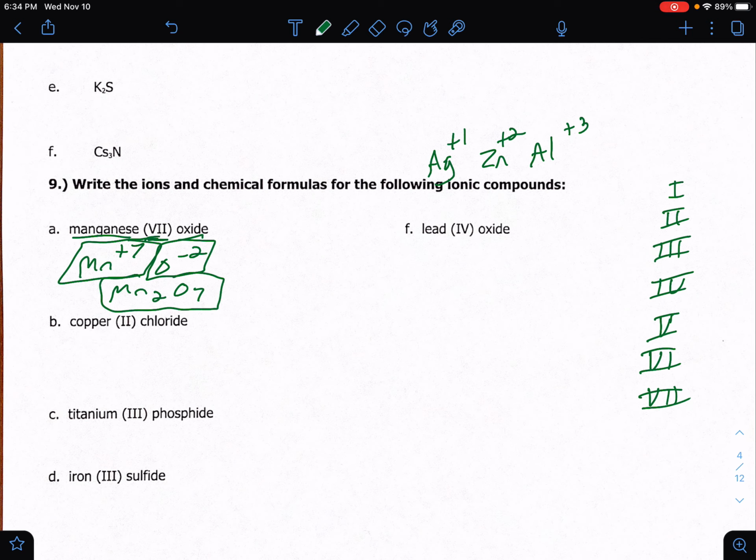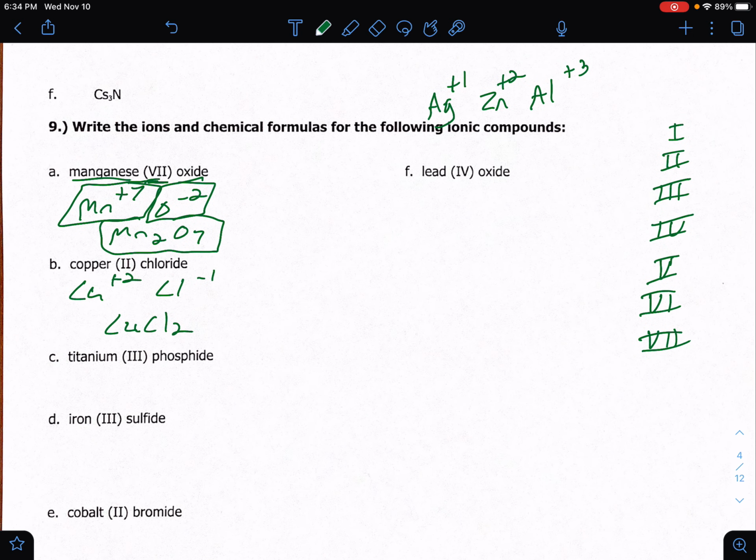Okay, B, copper II chloride. Copper is Cu, and that II means a +2 charge, and then chloride would just be chlorine by itself with a -1 charge. I'm not balanced, so you can do your crisscross. So this becomes CuCl2. So those are your answers right there.